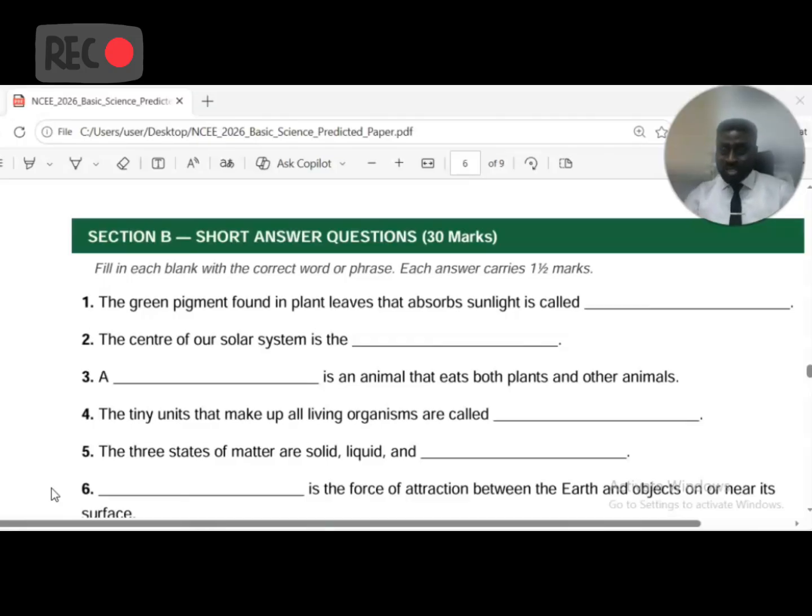The instruction says fill in each blank with the correct word or phrase. Each answer carries 1.5 marks. So I need you to grab your pen, notepad, and pay rapt attention. You need to stay focused and fully concentrated on these lessons as we go over them one after the other. These questions are likely questions you come across.